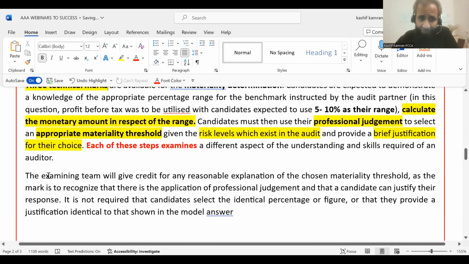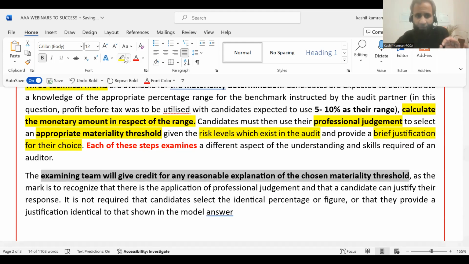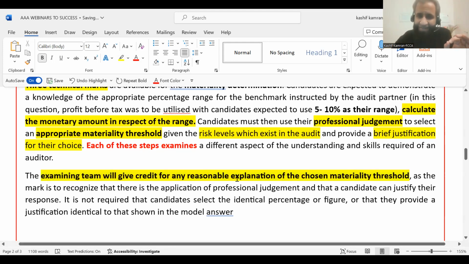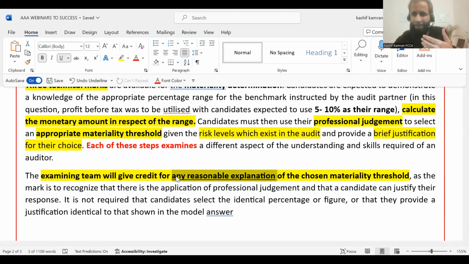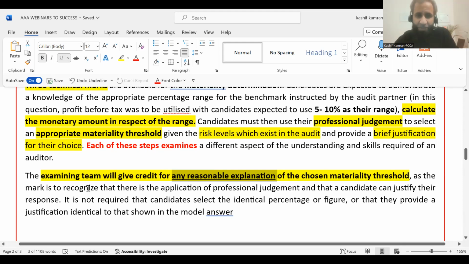The examining team will give credit for any reasonable explanation of the chosen materiality threshold. So the examining team will reward you for any reasonable explanation. So there is no specific explanation which they are looking for. They're saying any reasonable explanation. You can give any explanation for 6% or 5% or 7%, but you have to give an explanation. But the examining team is saying any reasonable one and will give you marks, as the marks are to recognize that there is an application of judgment.